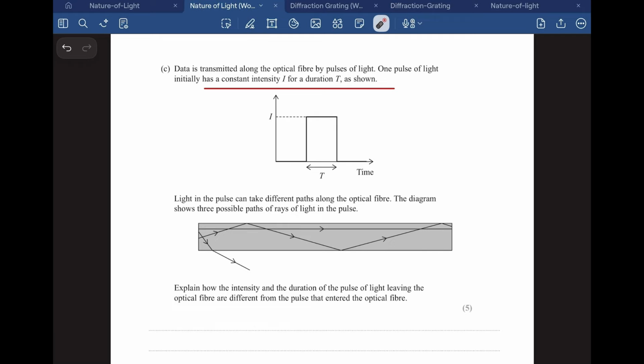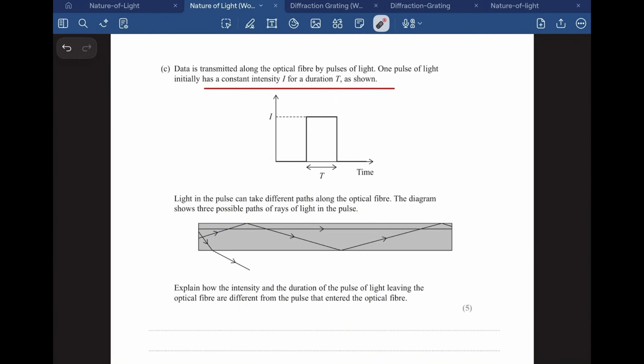First of all, we have to understand that different rays have different distances. And as they have different distances, they will take different times to travel from one end of the optical fiber to the other. So as they take different times, the duration of the emerging pulse will be longer.